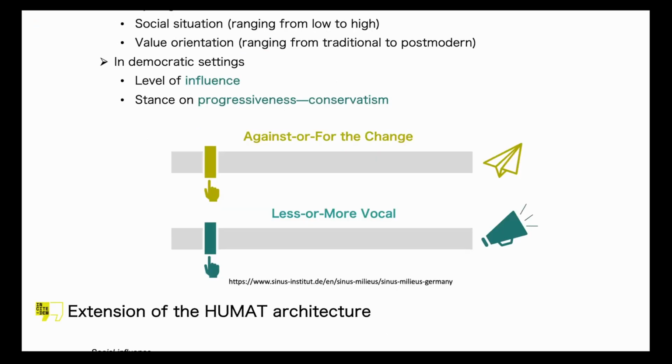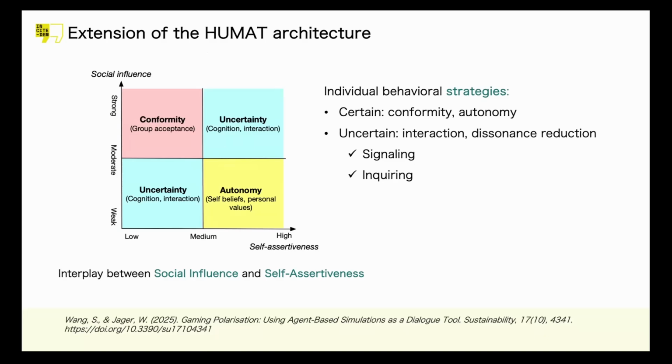And except for the group segmentation, in collective actions and also in collective decision making, it's very important to consider the interplay between social influence and self-assertiveness. The former, social influence, indicates to what extent individuals tend to conform to the larger group or are influenced by the group norms. And the latter, self-assertiveness, indicates how much people stick to their original ideas or original positions.